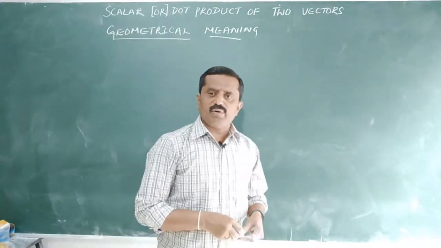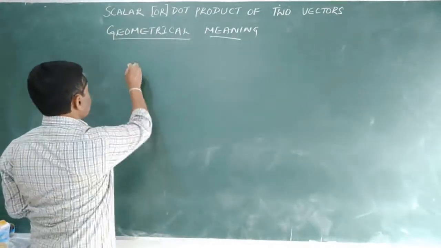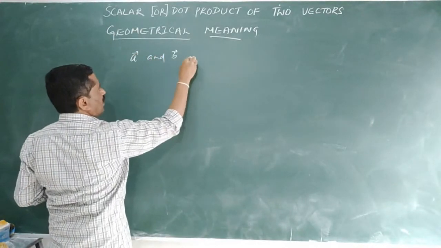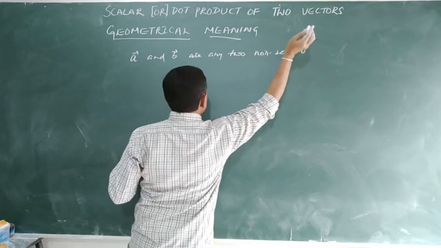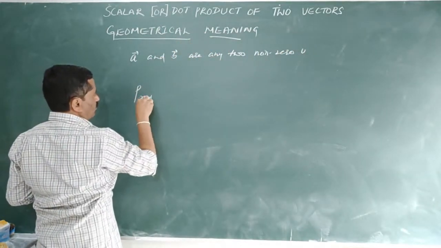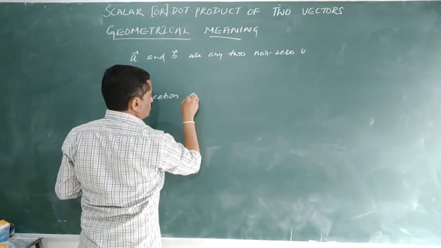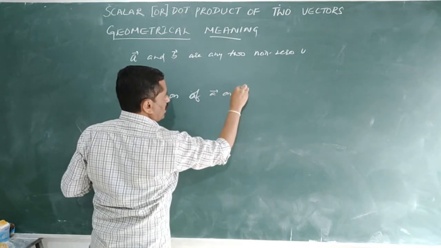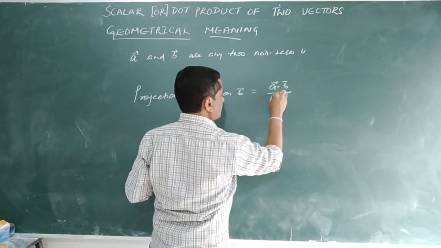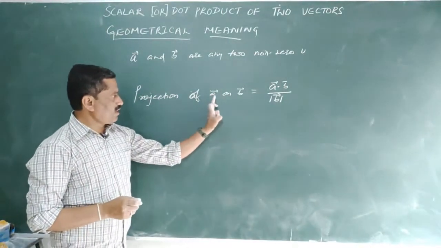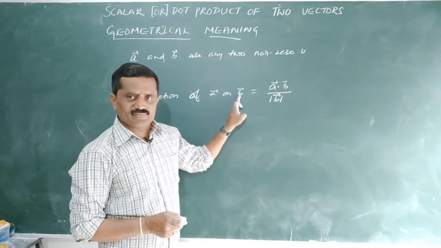Next we have the geometrical meaning of dot product or scalar product of two vectors. Here, if A bar and B bar are any two non-zero vectors, then we have projection of first vector on second vector. Projection of A bar on B bar is given by A bar dot B bar divided by magnitude of second vector, that is B bar.